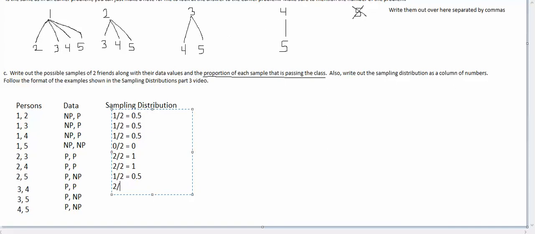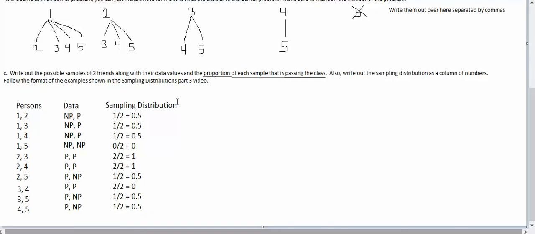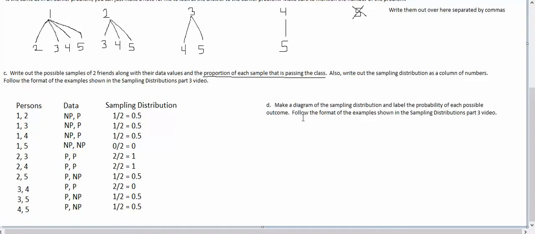So each time I'm just counting the number of people who are passing and dividing by 2. 1 out of 2 again. And now we are finished. So now I'm ready to go on to part D, which is creating the diagram of the sampling distribution. So let's move on to part D right here.